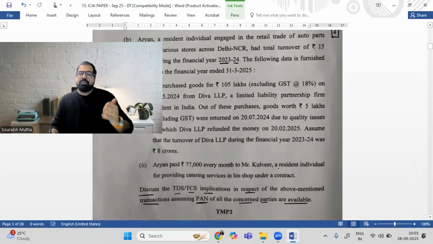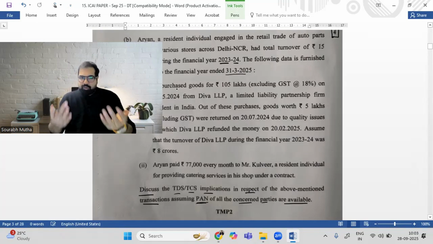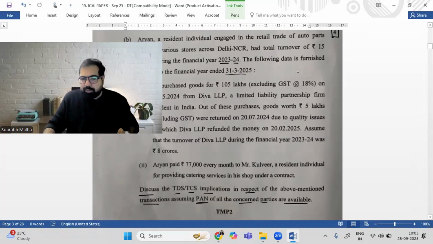They are hinting us towards a section called 194Q, Q for quantity. The following data is furnished during the financial year 24-25, that is this year. He purchased goods. If you purchase goods, are you the payer? Yes. So I'm putting Aryan in the middle. Aryan is the payer. He purchased goods worth 1 crore 5 lakh, excluding GST at 18%, on 21st May 2024 from Diva LLP. So this is Diva LLP. So Aryan is supposed to pay them some 1 crore 5 lakh. I'm just writing 1.05 crores.